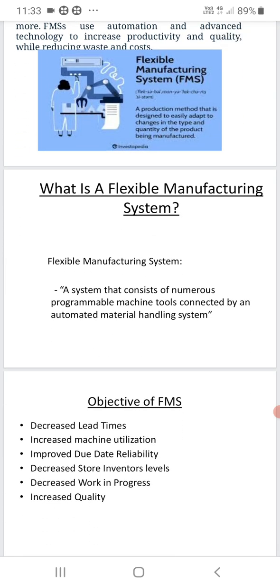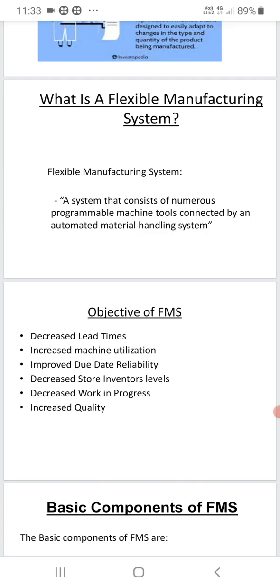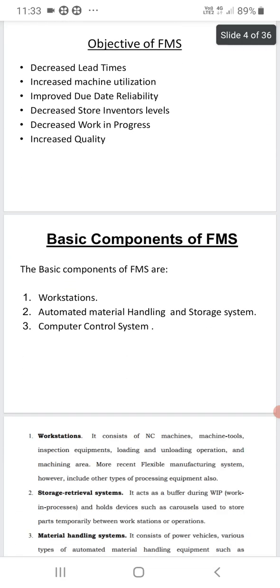The objectives of the flexible manufacturing system are decreased lead time, increased machine utilization, improved due date reliability, decreased store inventory levels, decreased work in progress, and increased quality. The basic concept of flexible manufacturing system is workstations, automated material handling and storage system, and computer control system.